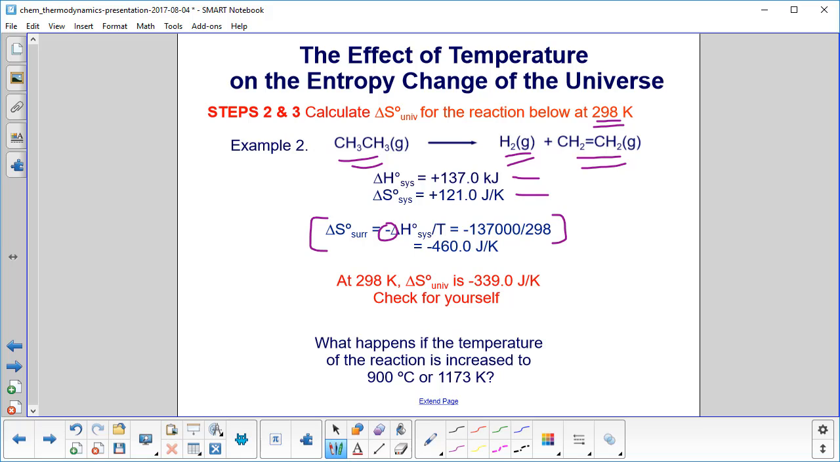Well, you add the surroundings to the system, and that's pretty straightforward. We say check for yourself, but let's go ahead and do that. Minus 460 and plus 121. And yep, that gives us negative 339 joules per Kelvin. What if we increase the temperature of the reaction to 900 degrees Celsius or 1173 K? That will be on the next slide.